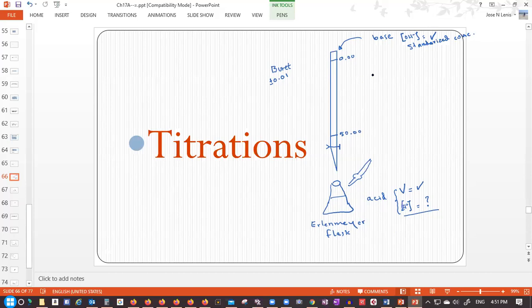So whatever goes here is going to be your titrant. And whatever is here and now is going to be your analyte. You want to find the concentration of the analyte using a titrant with known concentration. And you add the base to the acid until you neutralize the solution. So we have acid, base, neutralization.